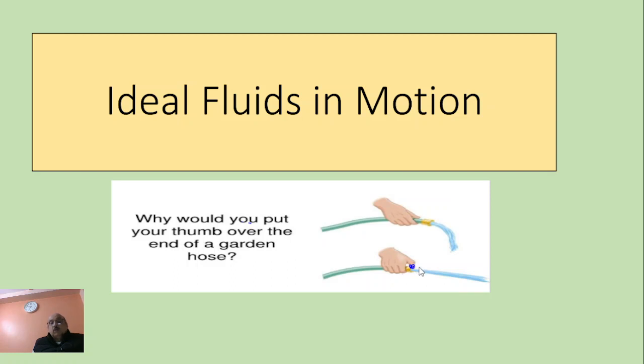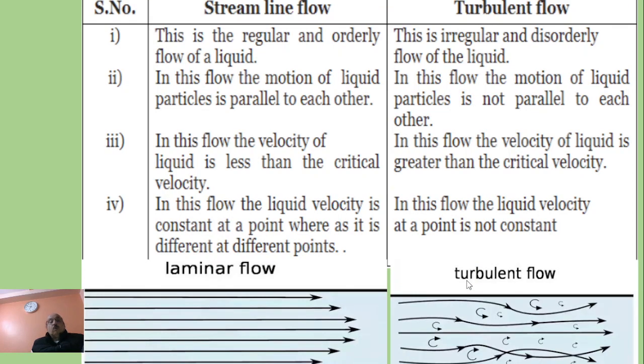All of you know, whenever you put your thumb on the end of the garden hose, the water will move more distance. Why does this happen? In this chapter, we will find all the answers to this. First of all, we discuss how the liquid flows.